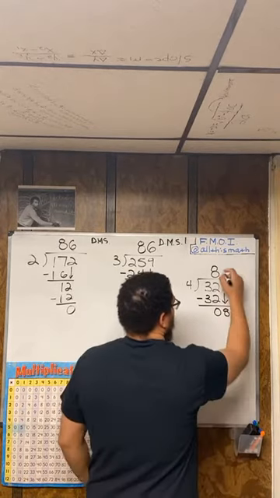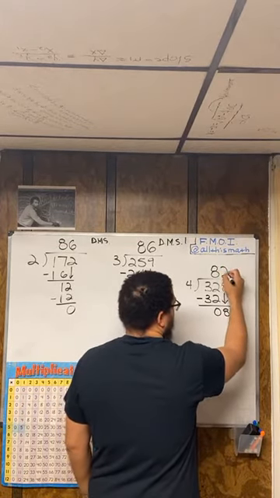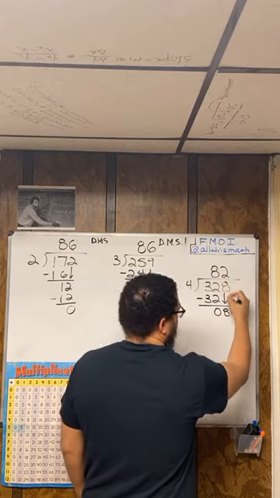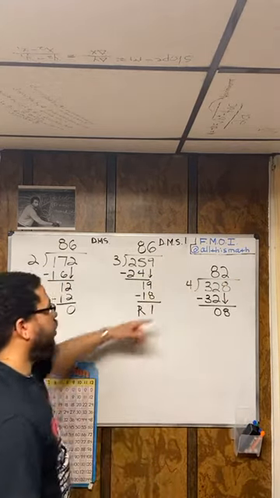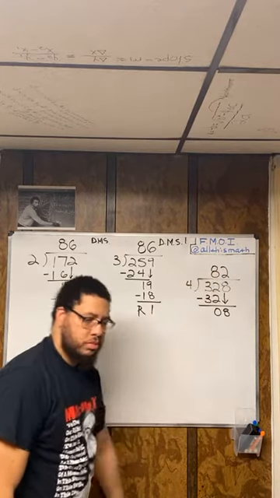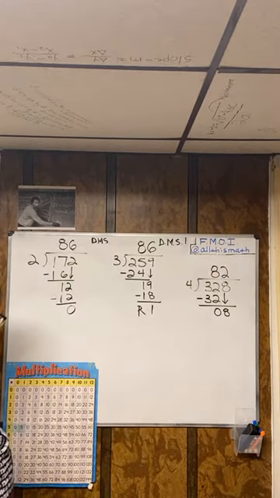So I throw the 2 up here in the quotient above the 8 that I brought down, and then I do multiplication. What is 4 times 2? Oh, 4 times 2 is 8.